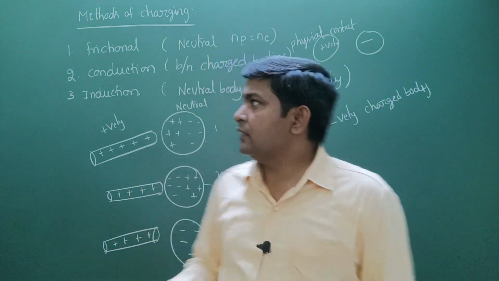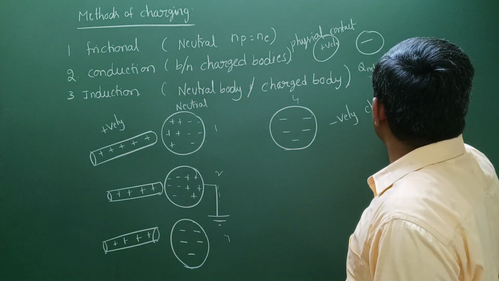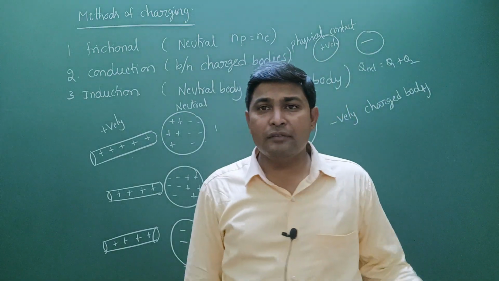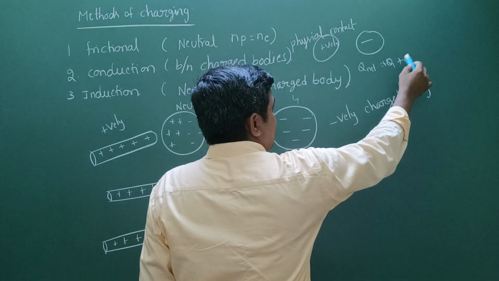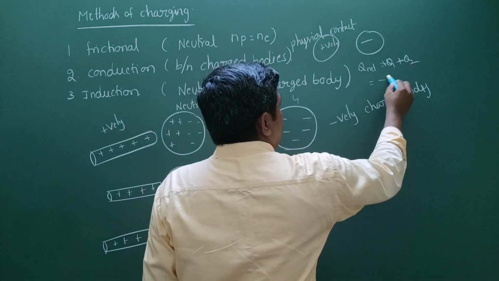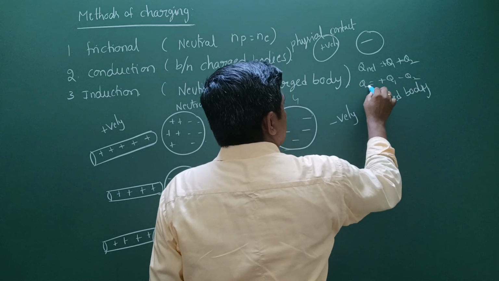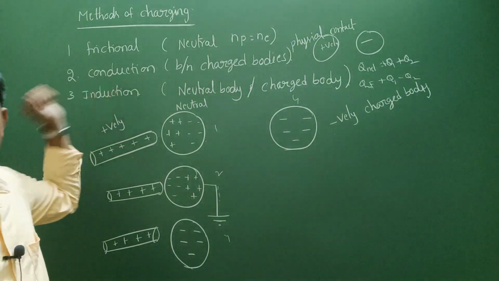So that Q net equals, you can write Q1 plus Q2. Along with the sign convention you can take. If it is a positive, okay, you can take plus. If it is a negative, take it minus. Then plus Q1 minus Q2 is going to be the Q net in case of conduction method.